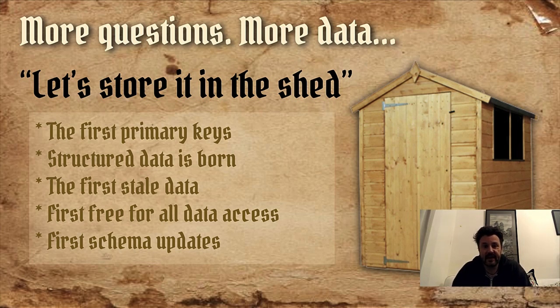Where do we store this data? In this case, the Kingdom of Anzania decided to store it in a shed, and they would just write it on slips of information and store it there. They also realized they needed to access that information, and suddenly you need primary keys. You also realize that the same information happens to everybody, and therefore you have structured data. The information changes over time because people are born and people die, and therefore you have stale data problems, and you need processes for keeping that data up to date.